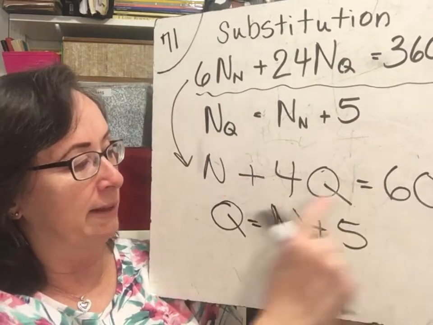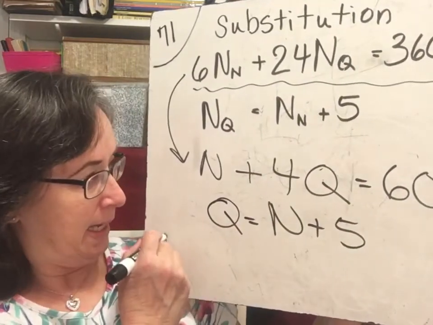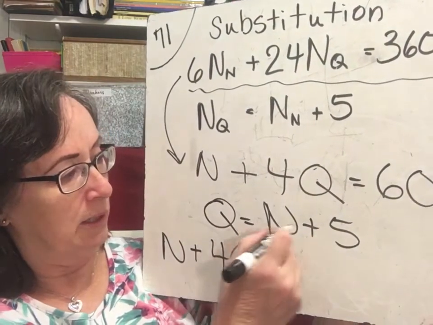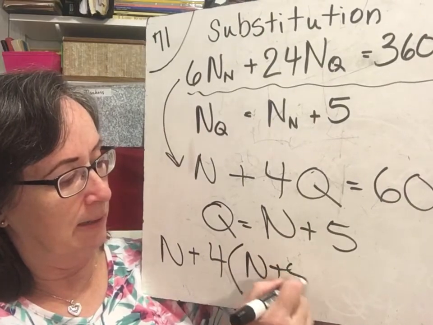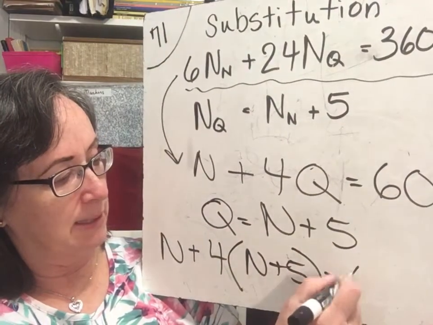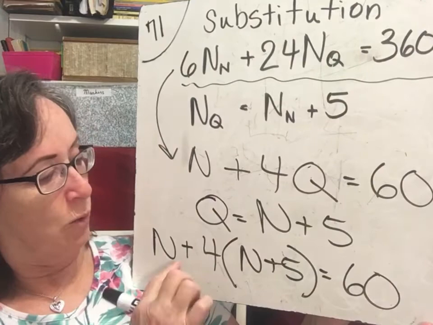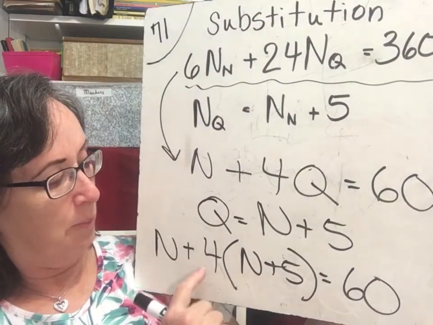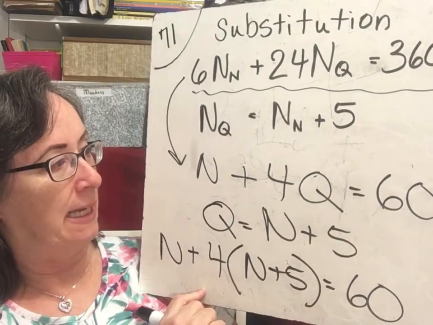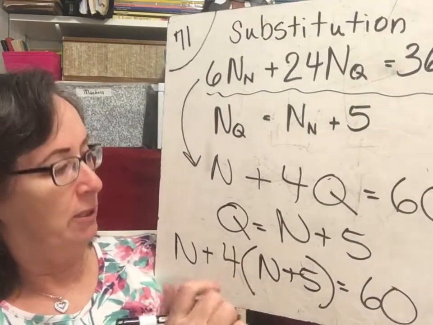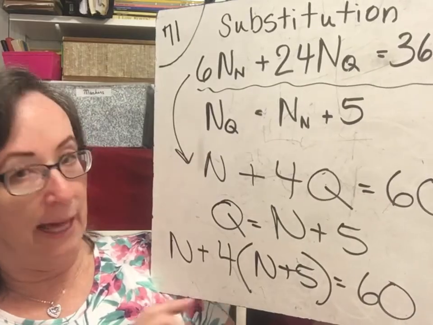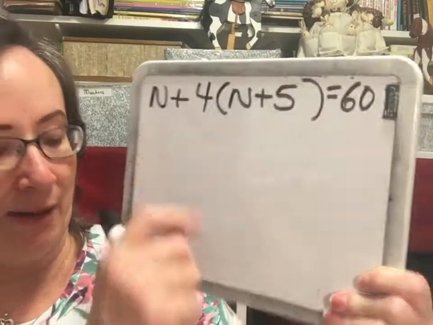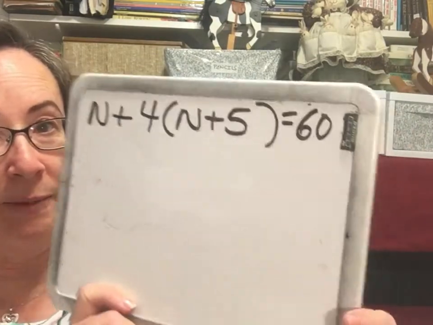I'm going to rewrite this, but then I'm going to substitute in. n plus 4q, q is n plus 5, equals 60. So when I simplify this, I'm going to get n plus 4n plus 20 equals 60. Okay, I copied that on my smaller board just so that I would have it. That's exactly what we had at the bottom of the other board.